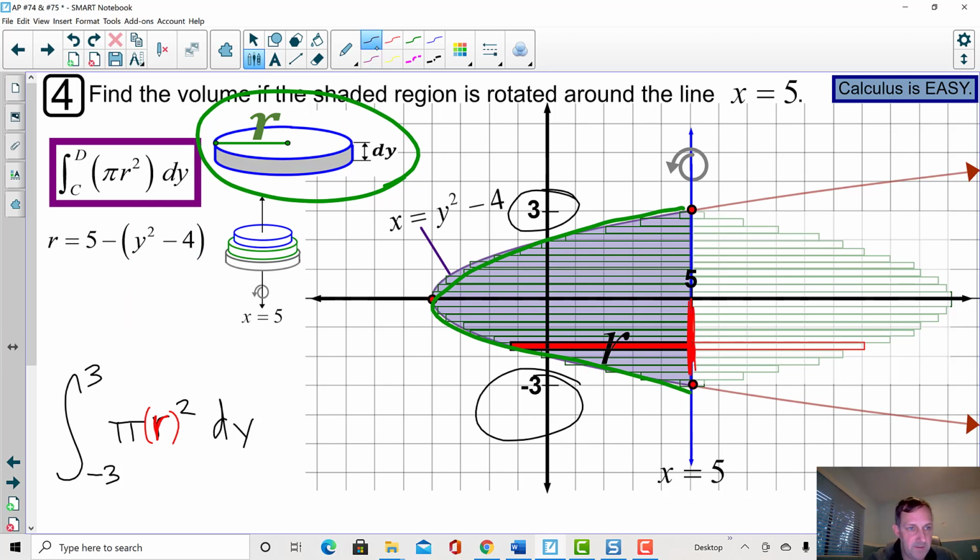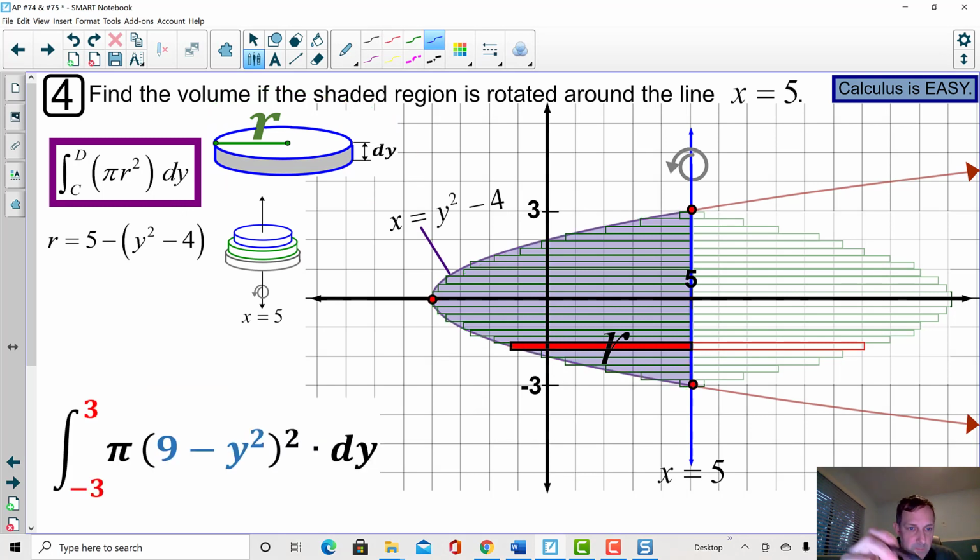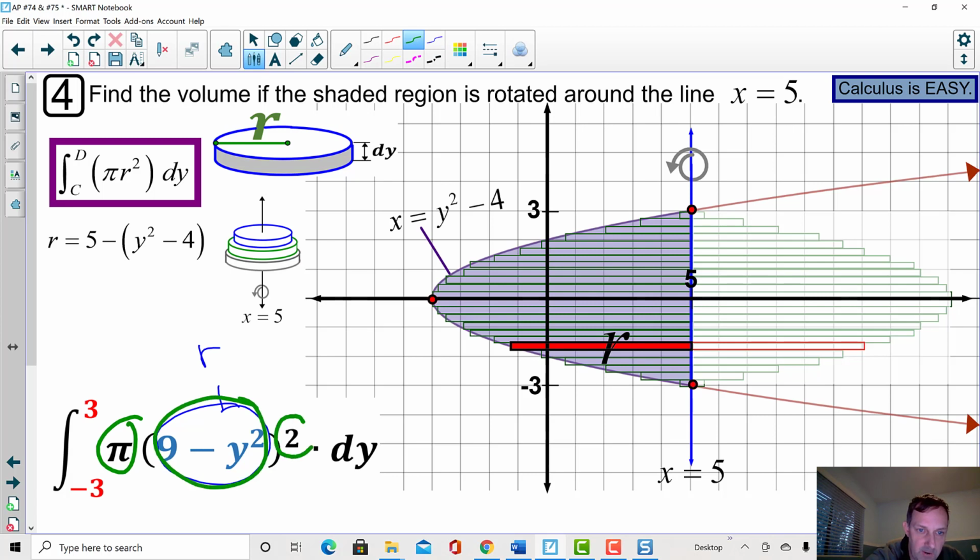Now let's go ahead and simplify this radius before we plug it in. This minus goes on both pieces, so you're going to get 5 minus y squared plus 4. So 5 plus 4 gives us 9. So that's going to be your r. Your radius is going to be 9 minus y squared. Let's go ahead and plug that in for the r. And that's it. We're basically done. We can plug this in the graphing calculator. I do want to point out that this is our r right here. And so we do have pi, and then r, and then squared. So that's the area of the circle. And the circle is the base of the disk.